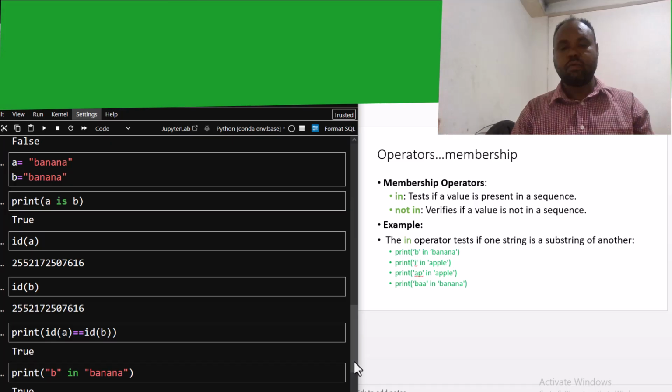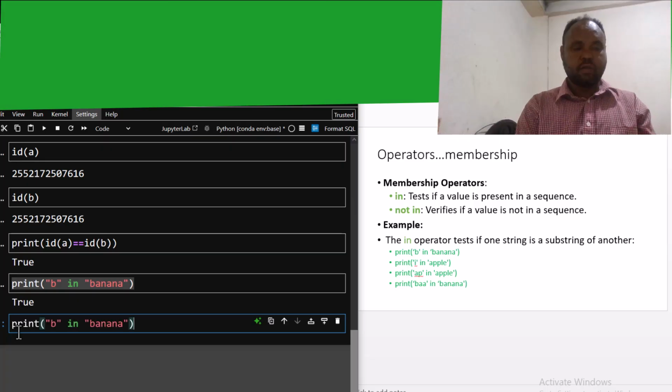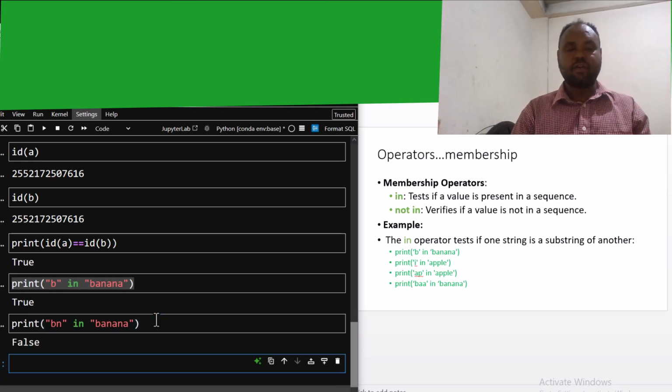True. What if this statement is changed? Is Bn in banana? Bn is the substring. Does this substring, Bn in particular, appear in banana? Yes, we can check. No, we don't have Bn as a part of this banana string. So it turns back to false.